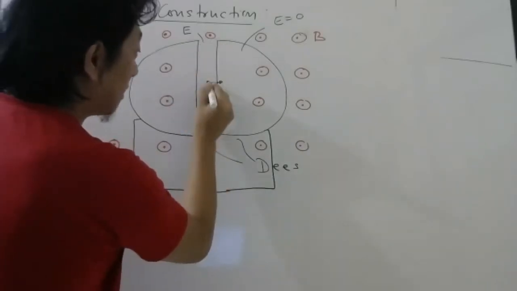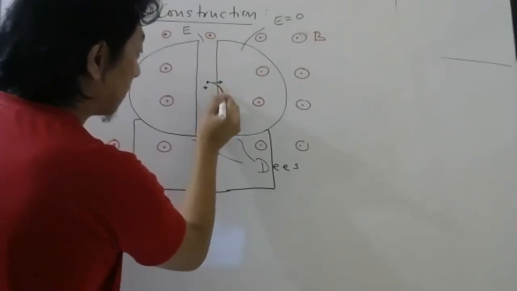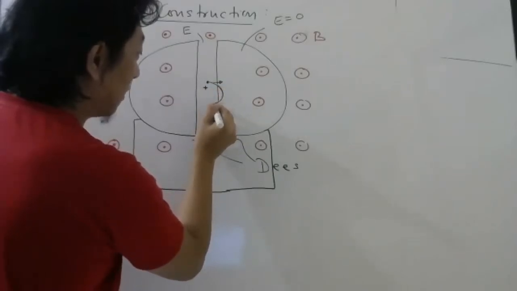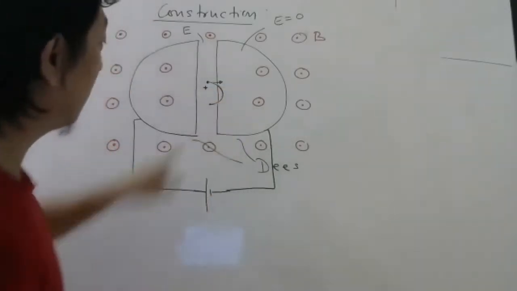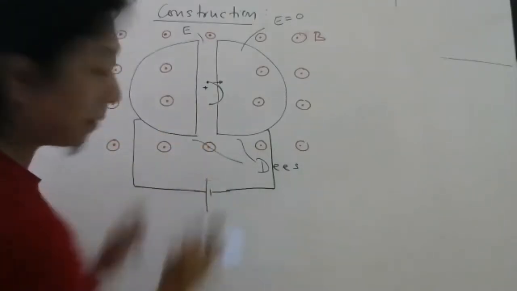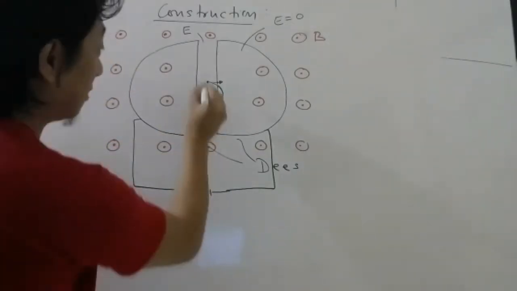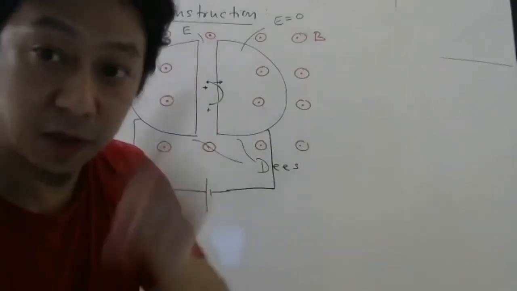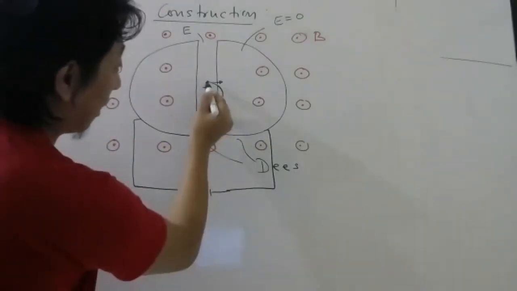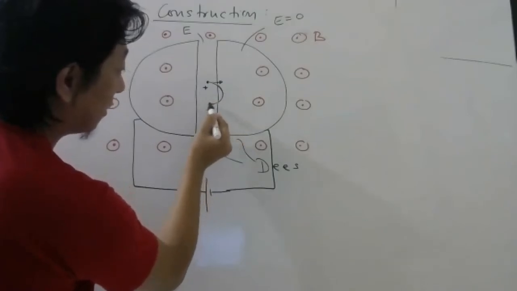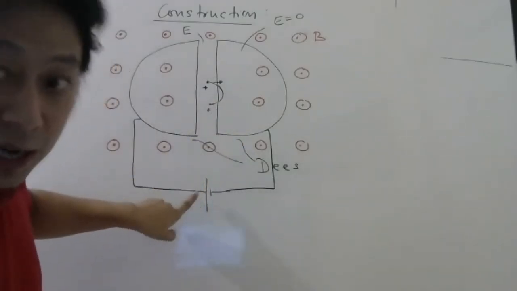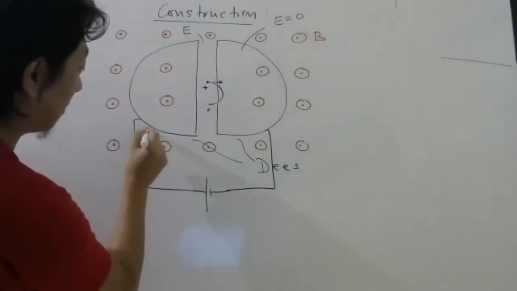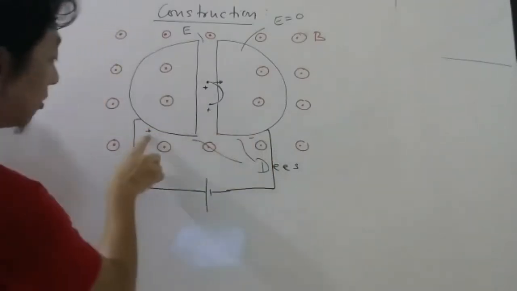So when it moves in a circle and it comes here, if you keep the battery like this, see what will happen. This is positive charge. So why is it moving in a circle? Because of the magnetic field. So as it comes here, if you keep the battery like this, then this is positive, remember, this is negative. So what will this positive do?